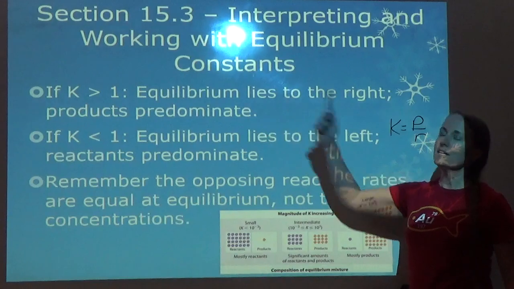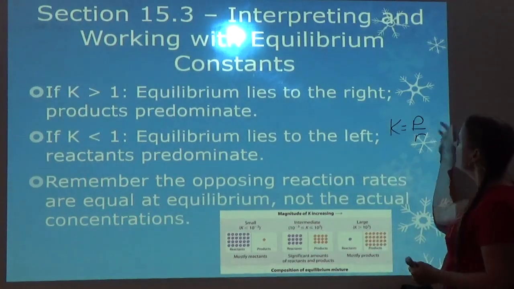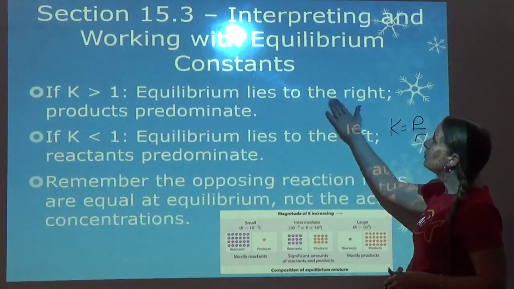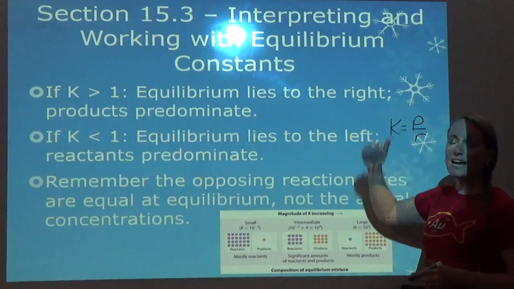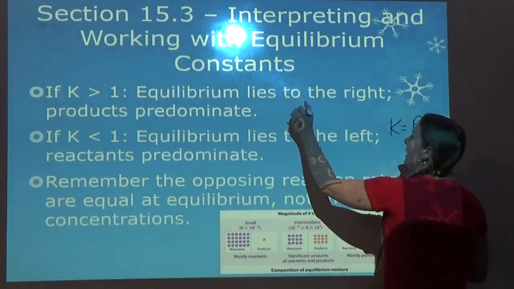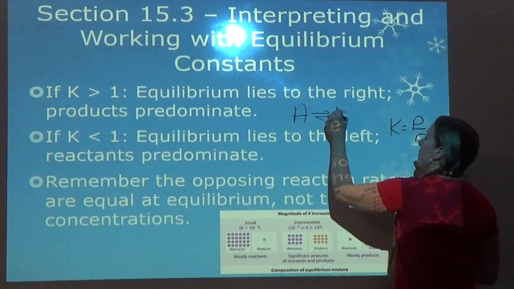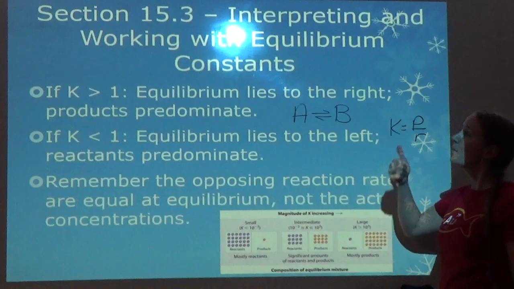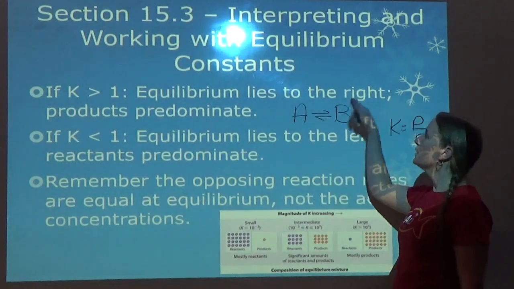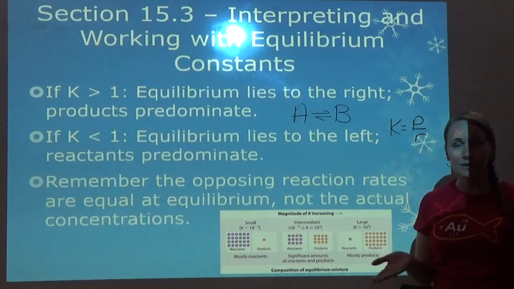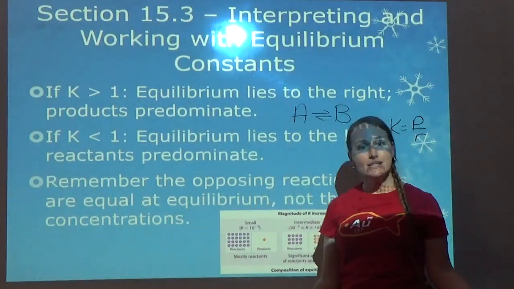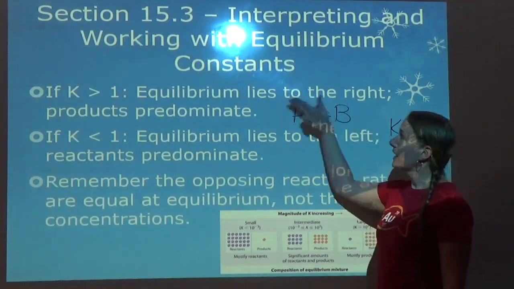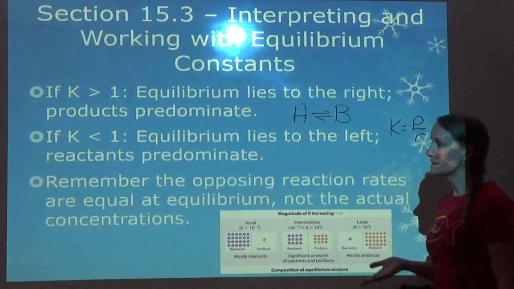So if K is greater than 1, that means the products amount is larger than the reactants. So we say equilibrium lies to the right and products dominate. Like for example, if this is our reaction, if it's greater than 1, that means the products are more, and we say it lies to the right and we have more products than reactants. However, if K is less than 1, that means the amount of reactants is more, and so we say it lies to the left and there are more reactants than products.